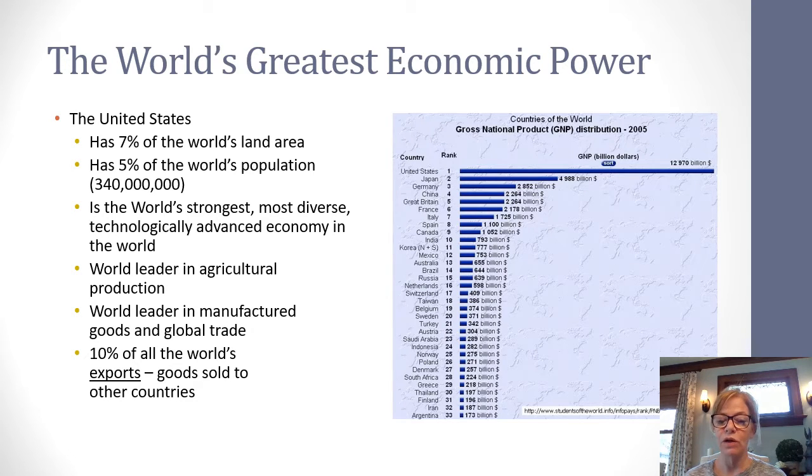We're a world leader in manufacturing, even though we don't produce nearly as much here as we used to, because, as I said before, many corporations choose to have people in other countries produce it because those people work for lower wages, and so they can reduce the price of production. 10% of all the world's exports, goods sold to other countries, come from the United States as well. But we have a trade deficit. We import more than we export with most countries, especially China.